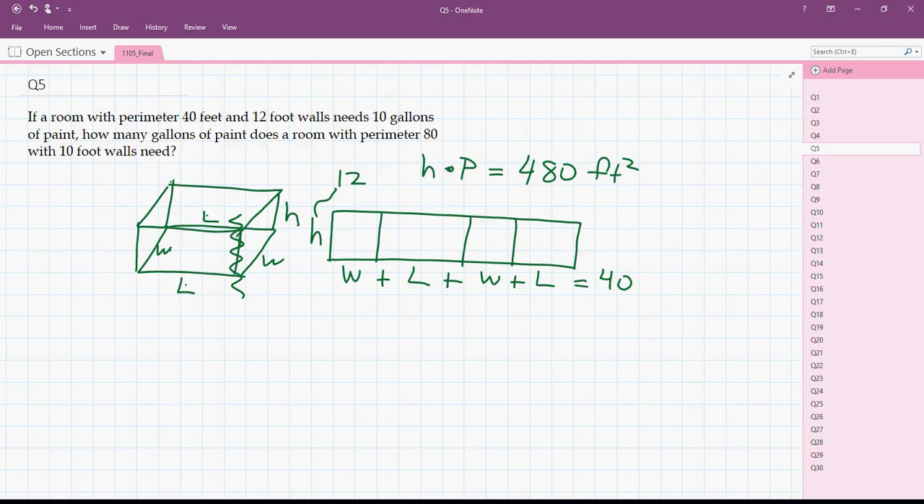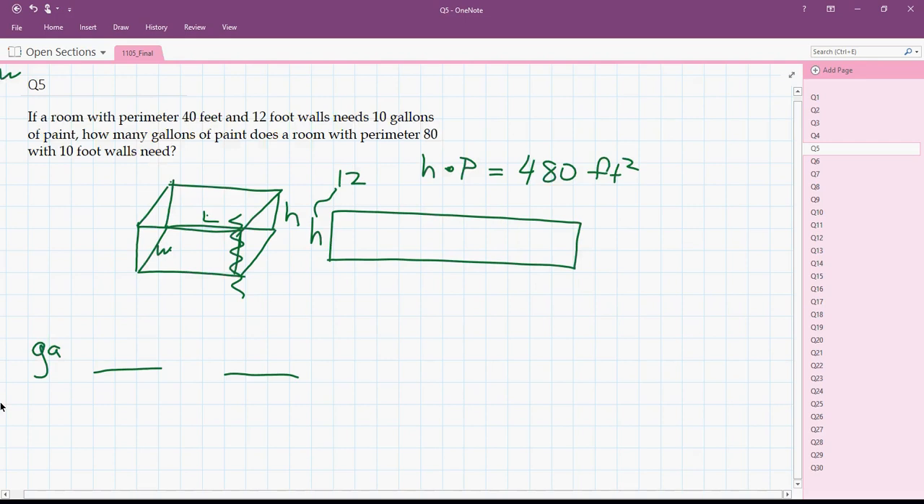So now we're going to set up a proportion. This is going to be room 1. This is going to be room 2. This is how many gallons we use.